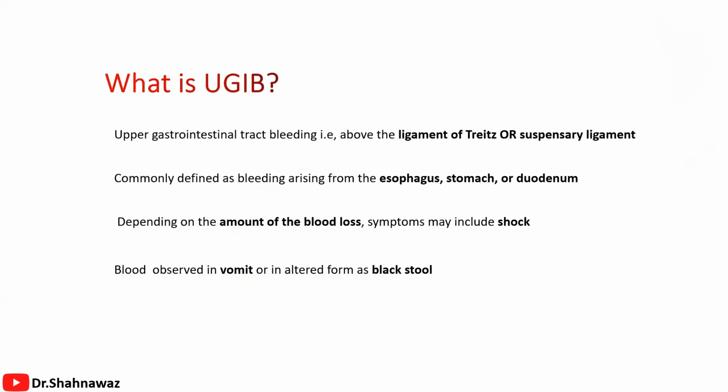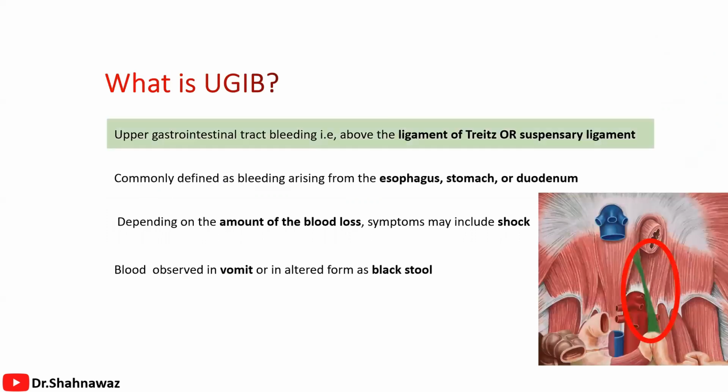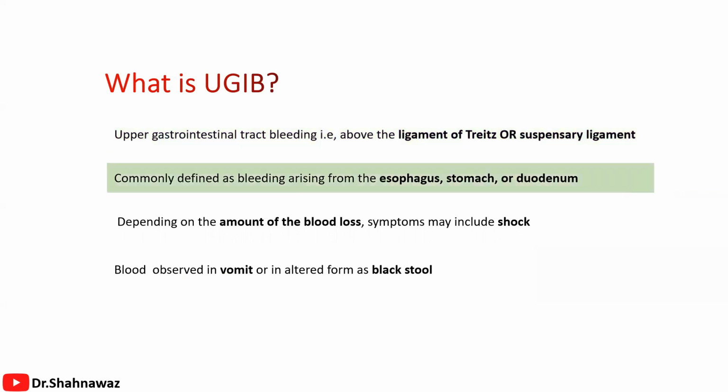And continuing, we should know what upper GI bleeding is. Upper GI bleeding arises from the upper GI tract, above the ligament of Treitz, also called the suspensory ligament. The organs up to that ligament are included in upper GI bleeding, which contains the esophagus, the stomach, and the duodenum. Commonly, the bleeding arises from the esophagus, the stomach, or the duodenum.